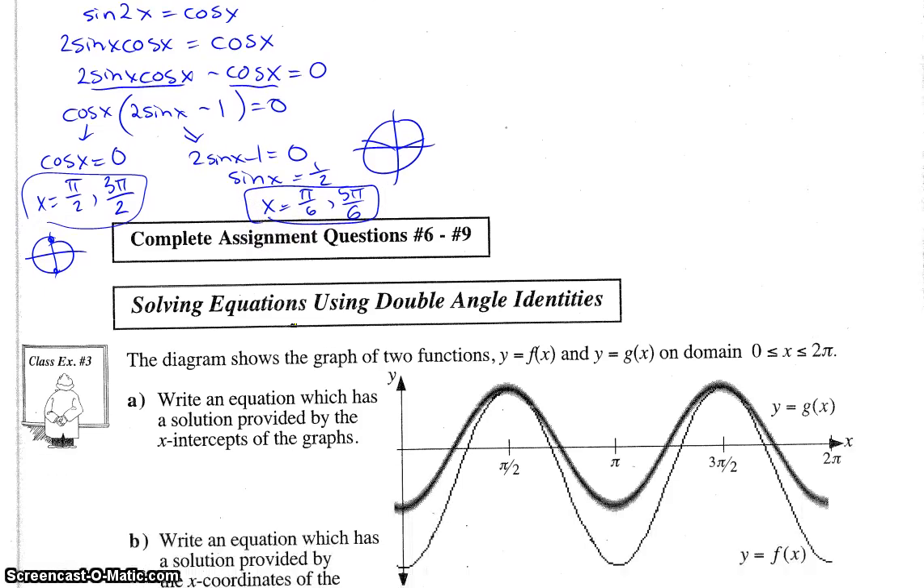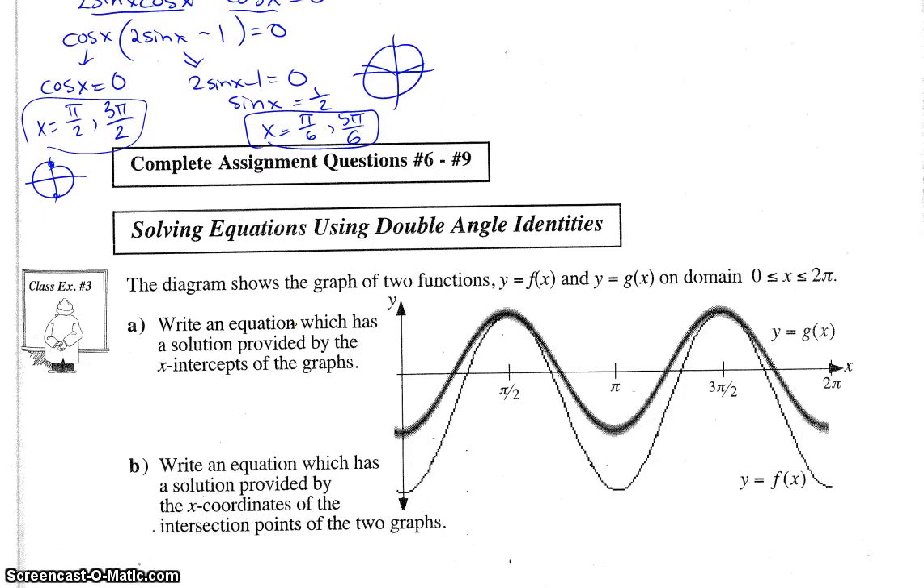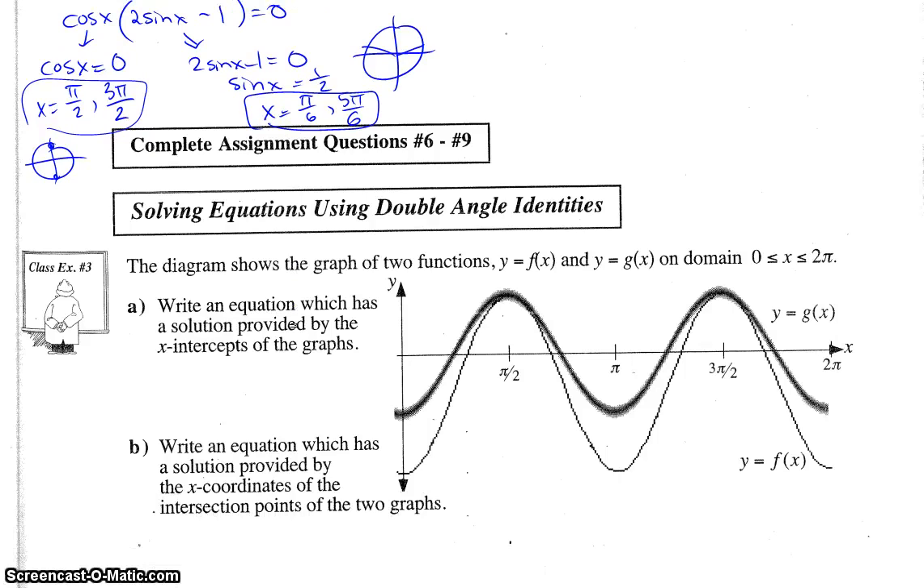All right, so let's take a look at example 3. Okay, solving equations using double angle identities. So a couple of important things that they talk about on this one. The diagram shows the graph of two functions. Y equals g of x is the bold line. Y equals f of x is the thin line. And we have these graphed for 0 to 2 pi. You'll notice 2 pi on the x-axis. Write an equation which has a solution provided by the x-intercepts of the graph. So one equation that shows these as being our solutions.